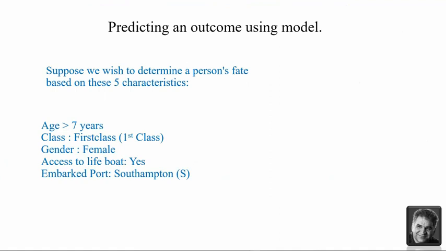Now it's time to predict an outcome using the model. Suppose we wish to determine a person's fate based on these 5 characteristics: age greater than 7 years old, class first class, gender female, access to lifeboat yes, embarked port Southampton. I think it is better that we run this part on SPSS live. Please wait.